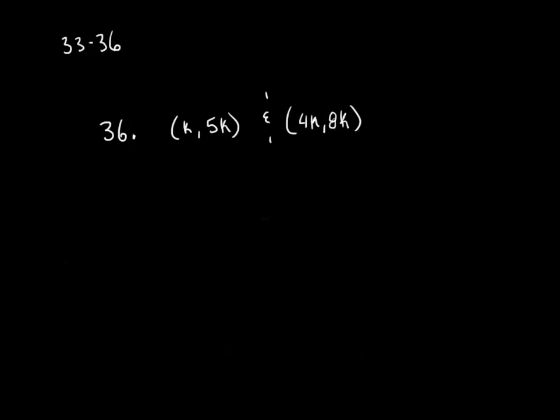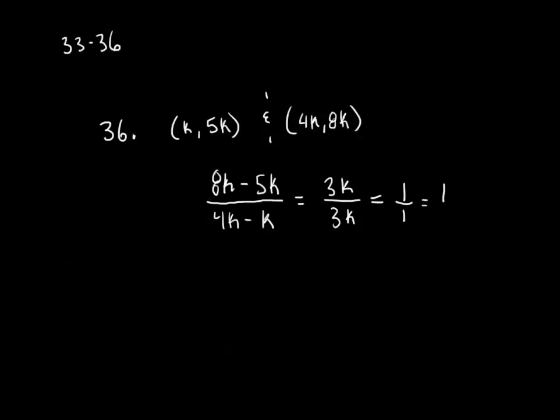For 33 through 36, just use the slope formula and cancel out the k at the end. y2, 8k, minus y1, 5k, divided by x2, 4k, minus x1, k. 8 minus 5 is 3, so 3k divided by 4k minus 1k is 3k. So we've got 3k divided by 3k. 3 divided by 3 is 1, and k divided by k is 1. So what we're left with is 1 divided by 1, or just 1.